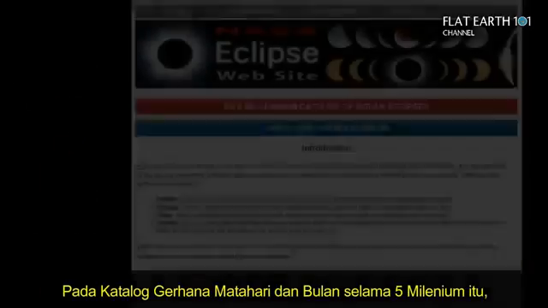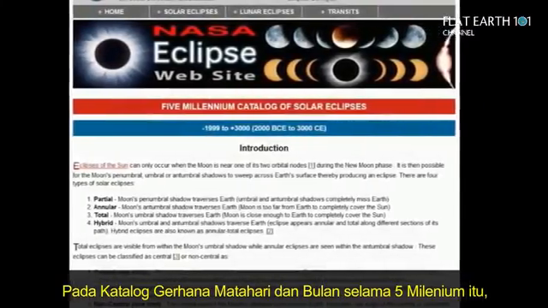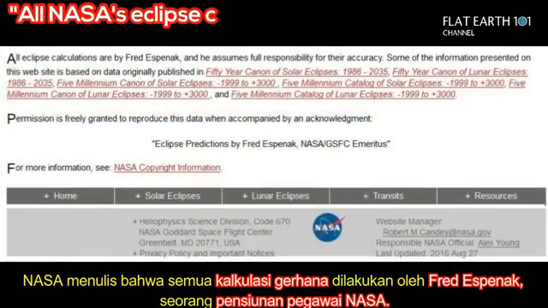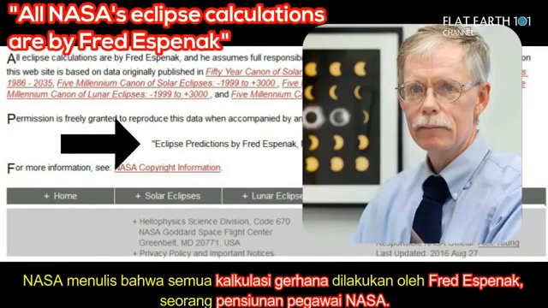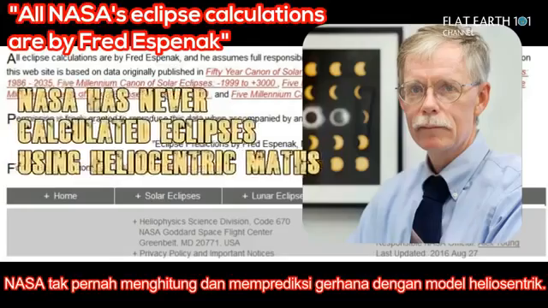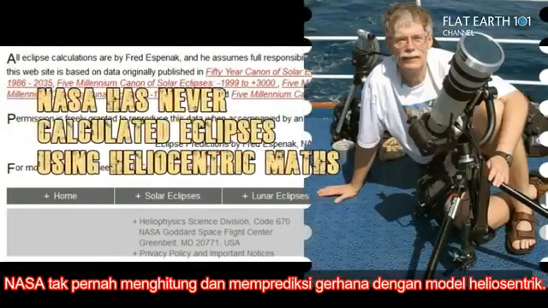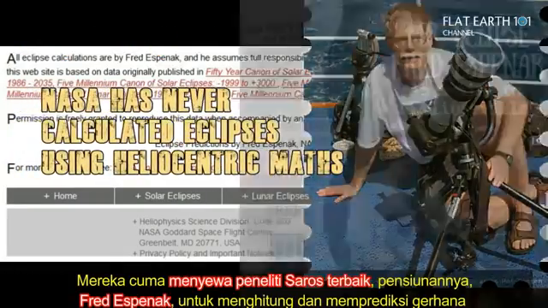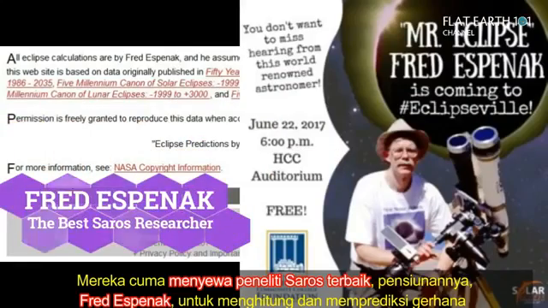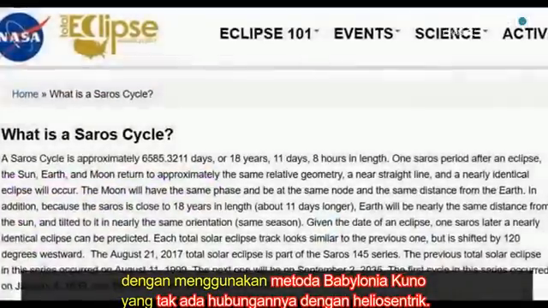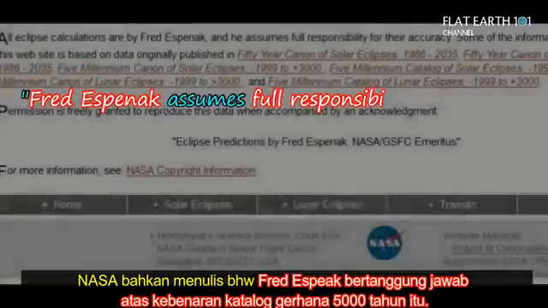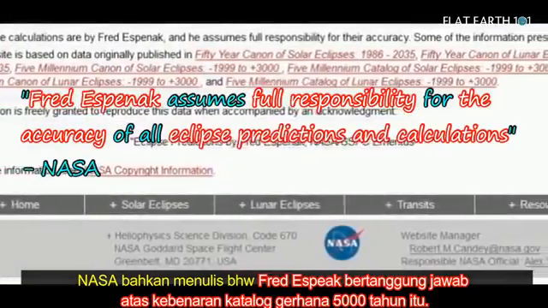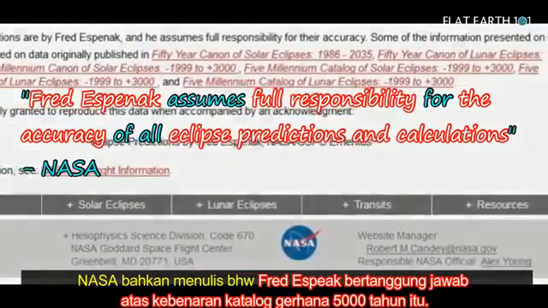In its 5 millennium catalog of solar and lunar eclipses, NASA wrote that all eclipse calculations are by Fred Espenak, a retired NASA employee. NASA never calculated and predicted eclipses using the heliocentric model. They simply hired the best Saros researcher, their retired employee Fred Espenak, to calculate and predict eclipses using the ancient Babylonian method that has nothing to do with heliocentric. NASA even wrote that Fred Espenak is responsible for the accuracy of those 5,000 years catalog of eclipses.